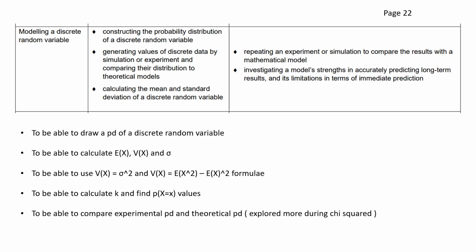That's the end of the video. By the end of this lesson, you should be able to draw a probability distribution of a discrete random variable. You should be able to calculate E of x, V of x, and sigma. You should be able to use the two formulas down there. You should be able to find k and find the probability of an outcome as well. And you should be able to compare both experimental and theoretical probability distributions. But this is looked at more during the chi-square test.